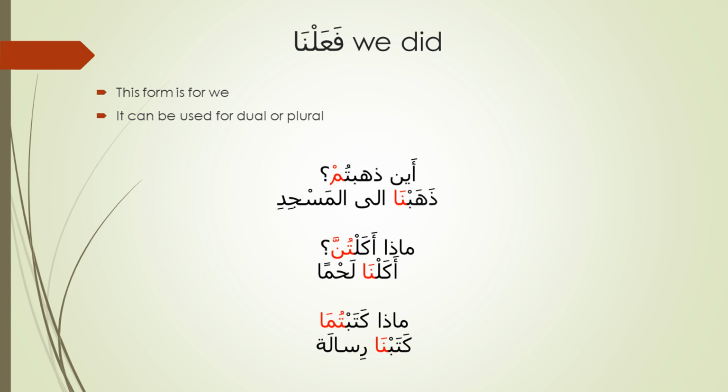ماذا أكلتن? 3 plus females. ماذا أكلتن? The answer will be the same. They will say أكلنا لحما. We ate meat. And the last example, I gave you a different one. ماذا كتبتما? Who am I speaking to now? 2. Male or female? And the answer will be كتبنا رسالة. And the we form includes anything more than 1, the man and the woman.